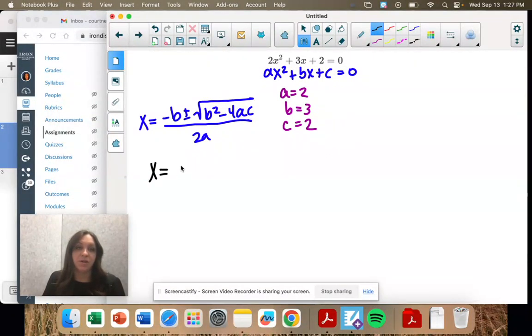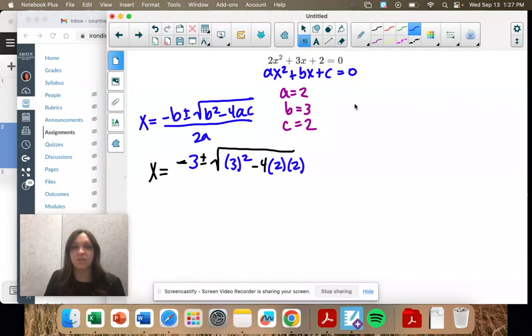So if you don't have the quadratic formula memorized, just keep writing it down. So negative B is negative 3 plus or minus square root. And then again, B is 3, so 3 squared minus 4. And then A is 2, C is 2. All divided by 2 times A, and A is 2.